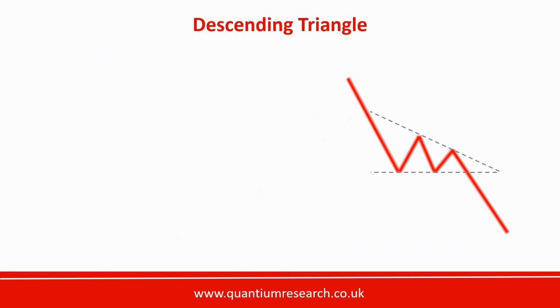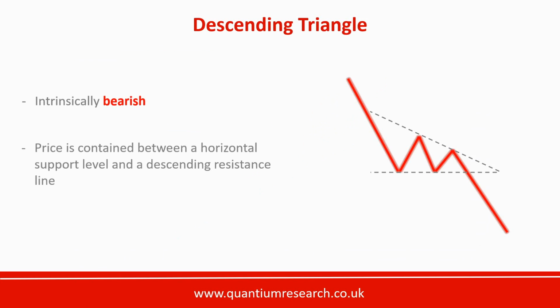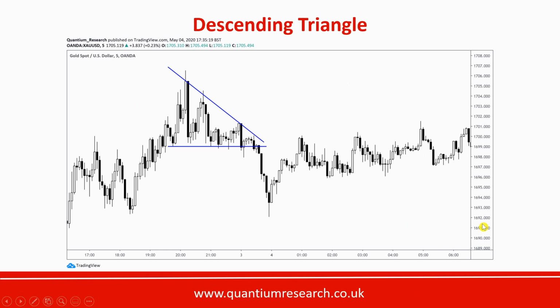A descending triangle is the reverse of an ascending triangle. It is a bearish pattern, and this time the triangle is made out of a horizontal support level and a descending resistance line. Let's show it here, the horizontal support level and the descending resistance line, which is shown here. Essentially what happens here is you're expected to see the price break out to the downside and then continue a decline. So let's use our example here.